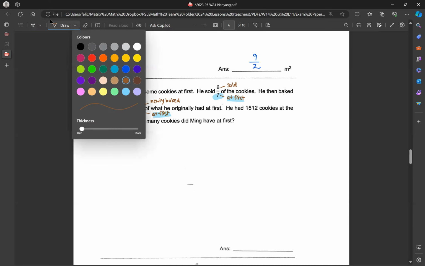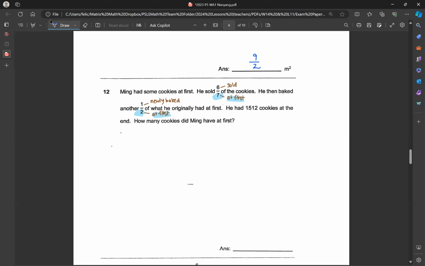All right. So I'm just going to go on to convert that first. So 6 over 7 will be common denominator with 14, right? So 12 over 14. And of course, half will be 7 over 14. Okay, so bear in mind, this is what was sold. This is what was newly baked.